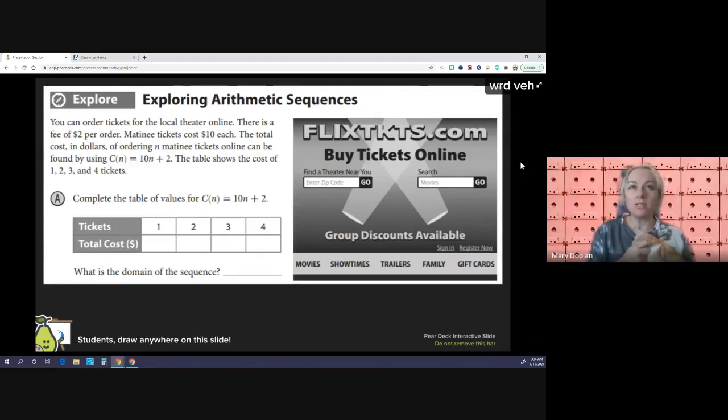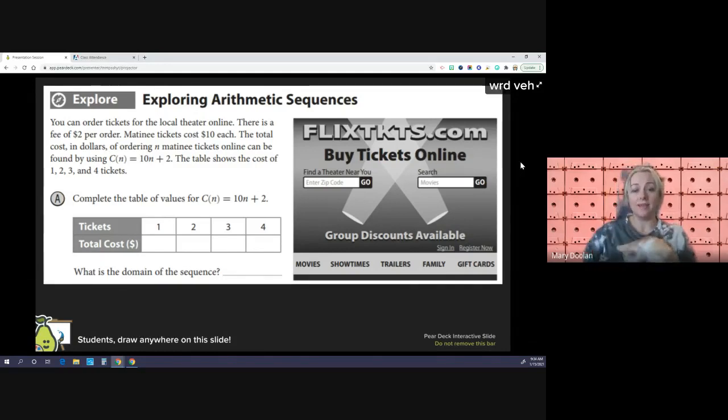It says you can order tickets for the local theater online. There is a fee of $2 per order. Matinee tickets cost $10 each. The total cost in dollars of ordering N matinee tickets online can be found using C of N is equal to 10N plus 2. C of N, that is a function. A lot of times we see functions with an F of N, but you can have different letters. That's okay.